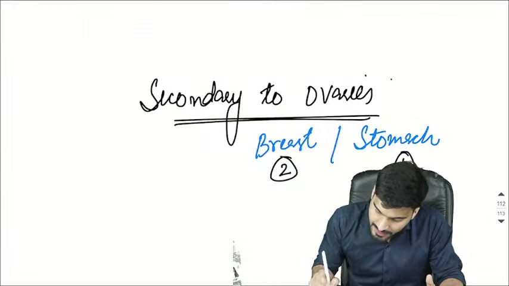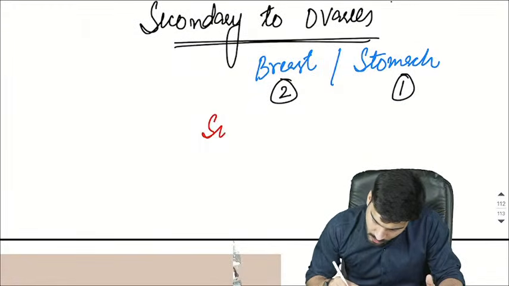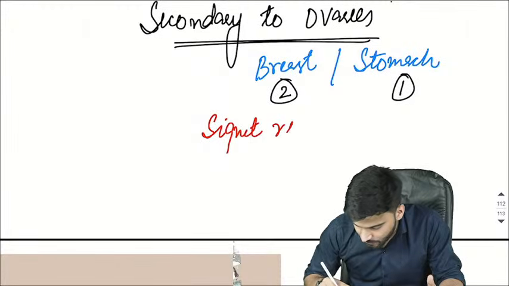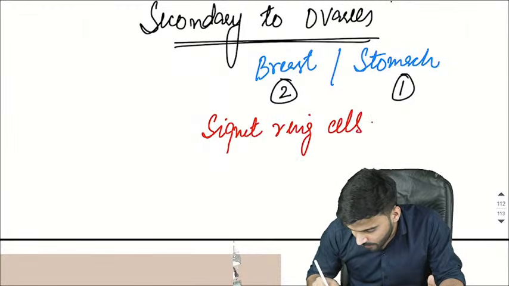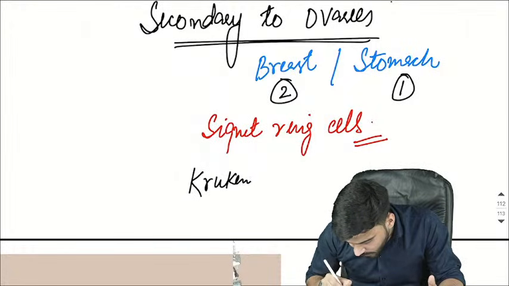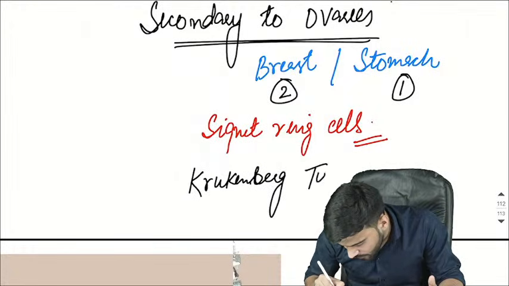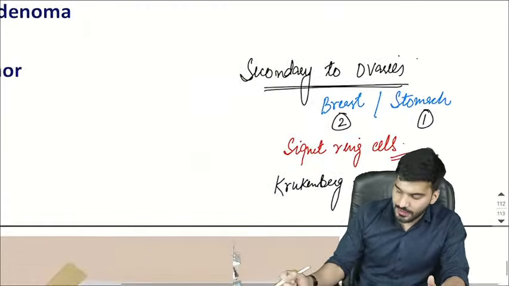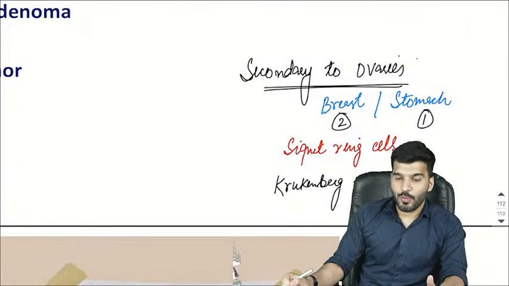And we have a classical type of cells over there called signet ring cells. And can you name the tumor? Very good. So that tumor is called Krukenberg's tumor. Is that clear? So that is going to be one more ovarian tumor.